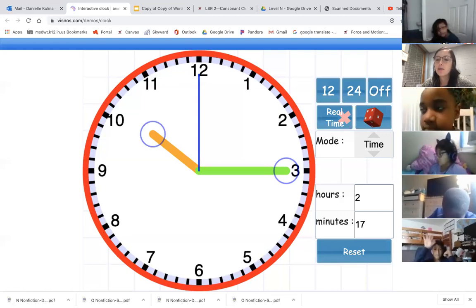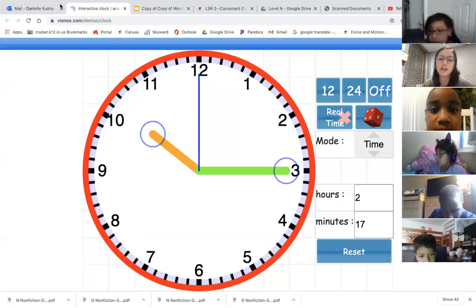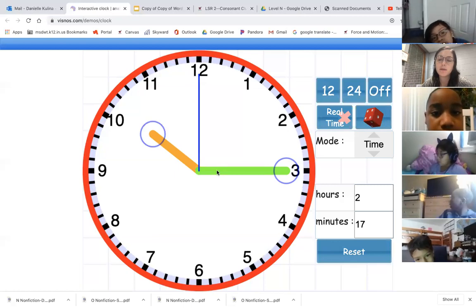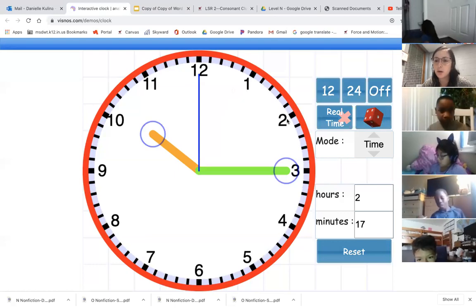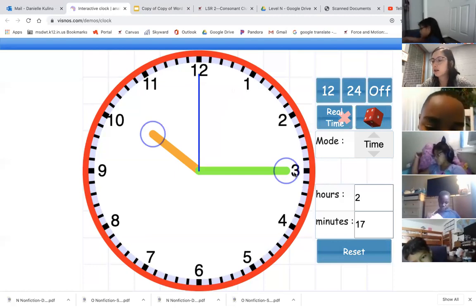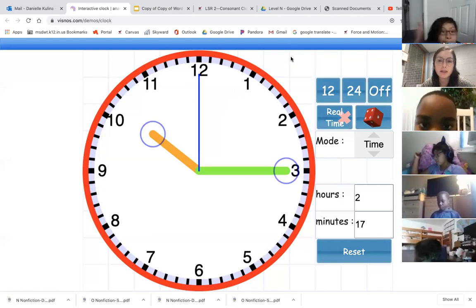All right, Mohammed, what time is it? 10:50. Perfect, Mohammed. Can you just tell us how you figured that out? Because 1 is 5. Okay, then you went to 2, and 2 is what? 10. Okay, and then you're like, oh, well, it's not pointing to the 2, it's pointing to the 3. So what did you do then? 50. Perfect.